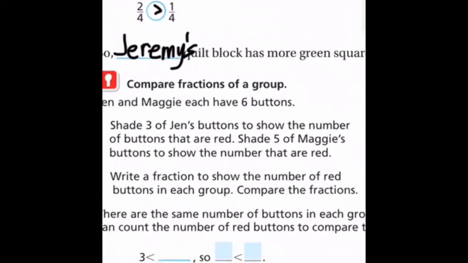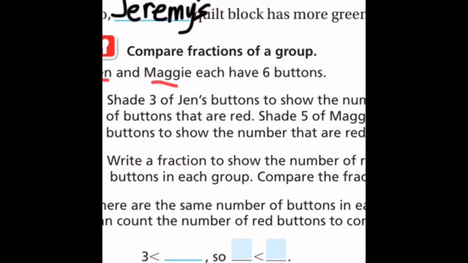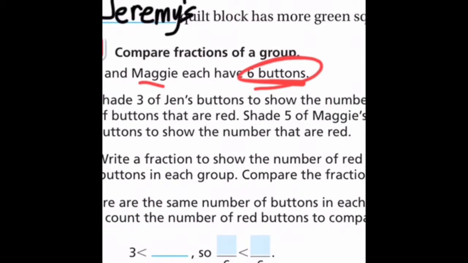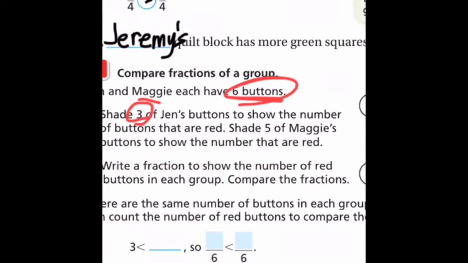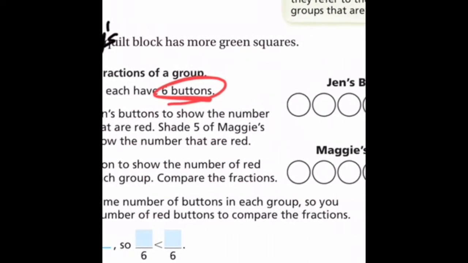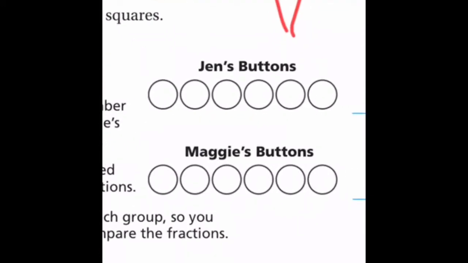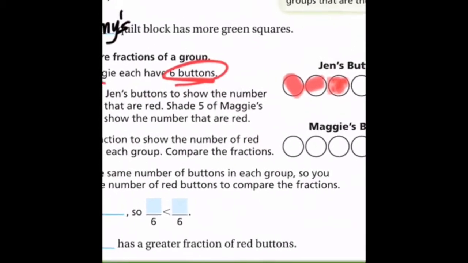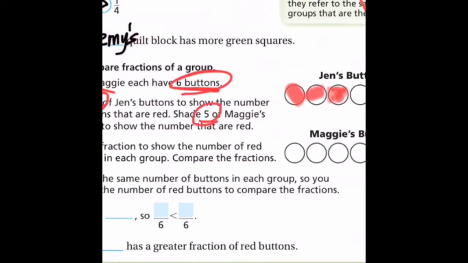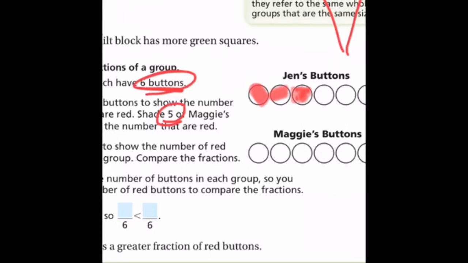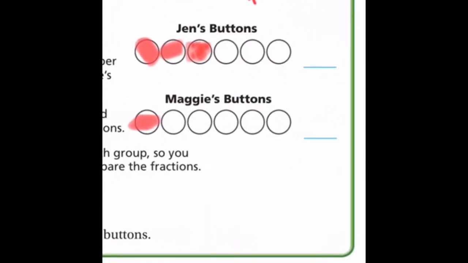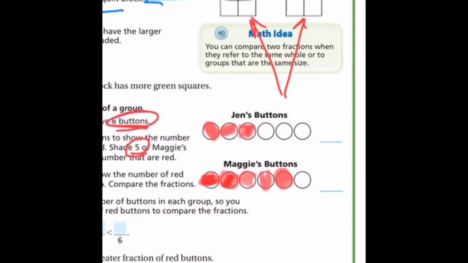All right, compare fractions of a group. Jen and Maggie each have 6 buttons. Shade 3 of Jen's buttons to show the number of buttons that are red, okay? Jen's buttons, shade 3 of them. It said 1, 2, 3 to show red. And then it said shade 5 of Maggie's buttons to show the number of hers that are red. So 5 of Maggie's, 1, 2, 3, 4, and 5. So 5 for Maggie. All right.